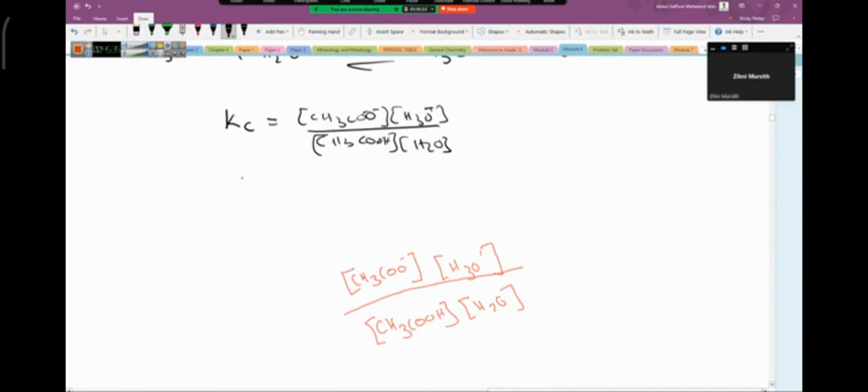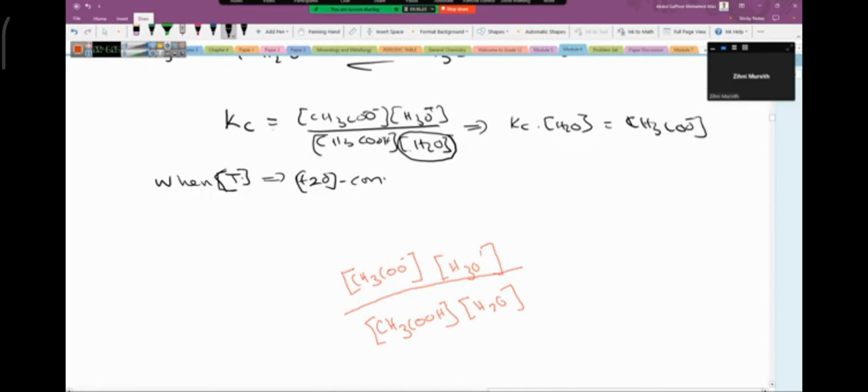Now we have to take some assumptions. The first assumption is that the temperature is constant. So when temperature is constant, the H2O concentration is also constant. So now I can multiply this constant by this Kc, because Kc itself is a constant and H2O is another constant. If I multiply them, Kc times H2O concentration is equal to CH3COO minus concentration times H3O plus concentration divided by CH3COOH concentration.